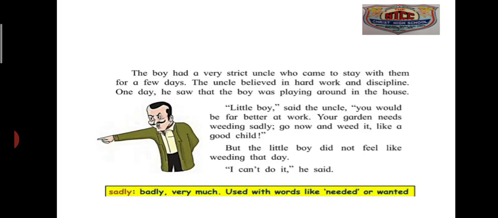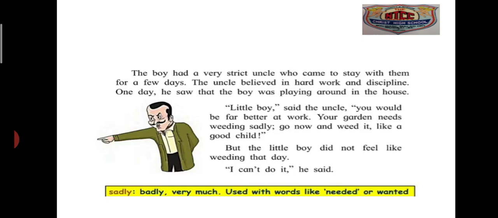The next page. The boy had a very strict uncle who came to stay with them for a few days. The uncle believed in hard work and discipline. So here, this boy had a very strict uncle who came to stay with them for a few days. But the uncle believed in hard work and discipline. Correct? When you believe in hard work and discipline, children, you can do anything that is possible.